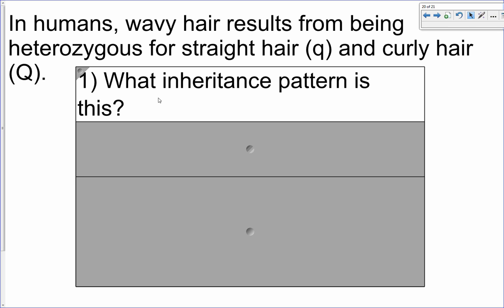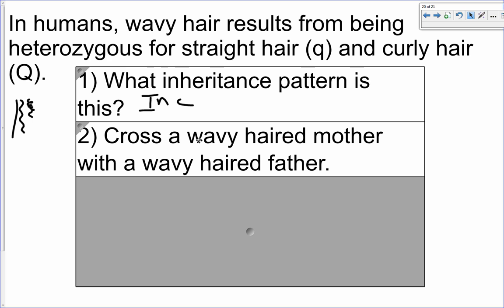So cross a wavy-haired mother with a wavy-haired father. Well, in order to have wavy hair, they have to be heterozygous. So that means that we're going to have a big Q, little q, with a big Q, little q. So we're going to get something that looks kind of like this for our Punnett square. Again, I'm doing it without the lines just to save time, but if you really like the lines, go ahead and draw them in.